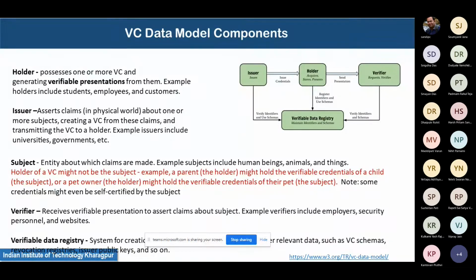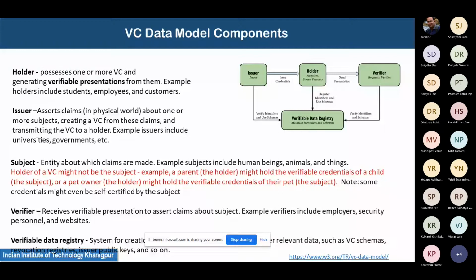So essentially, it is almost equivalent to what happens in the physical world, where a university does not store all the identity cards of all students in any central location, right? They issue them to the holders, which are these individual students, and they can now use them for different purposes. Similarly, the issuer is issuing this VC to the holder, but this verifiable data registry is not going to store any one of those VCs.